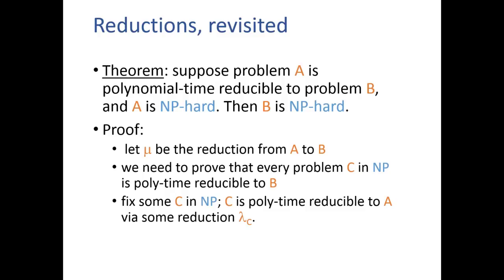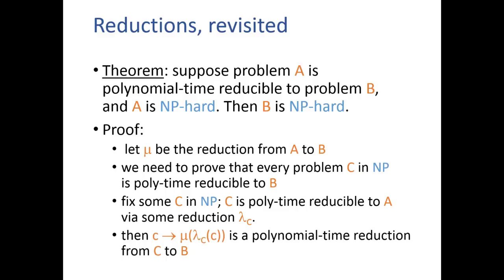So let's take an arbitrary problem C in NP. We have to establish that C can be polytime reduced to B. But we already know that C is polytime reducible to A by some polytime reduction lambda C, and we know that because A is NP hard. So let's take this reduction lambda C and compose it with mu. Whenever we take an instance of C, we first apply lambda and then apply mu. When we do this, we get an instance of B, because lambda C of C is an instance of A, and mu of that is an instance of B.